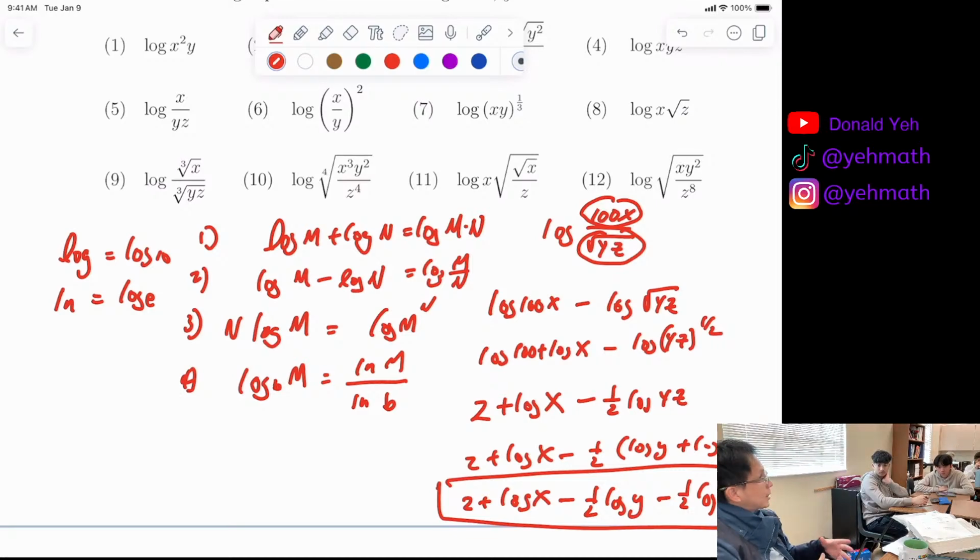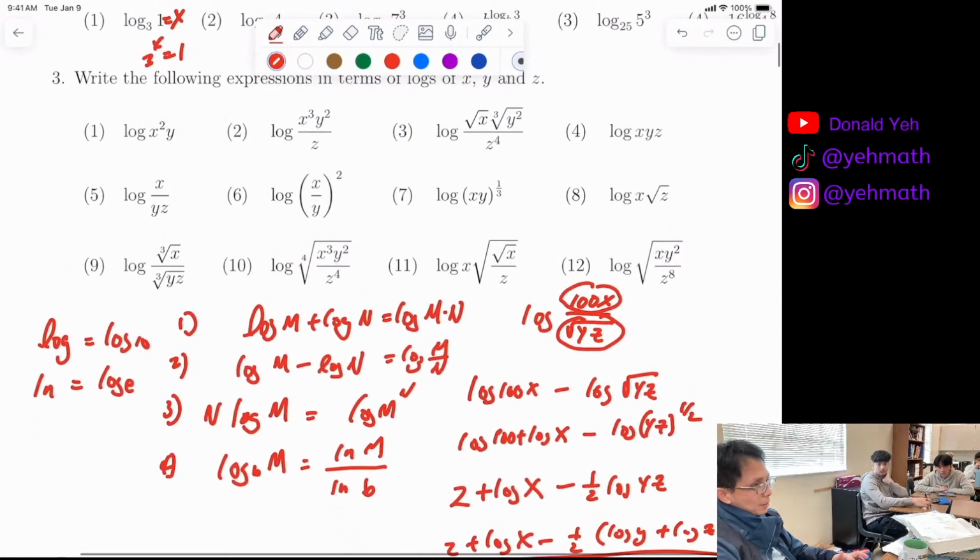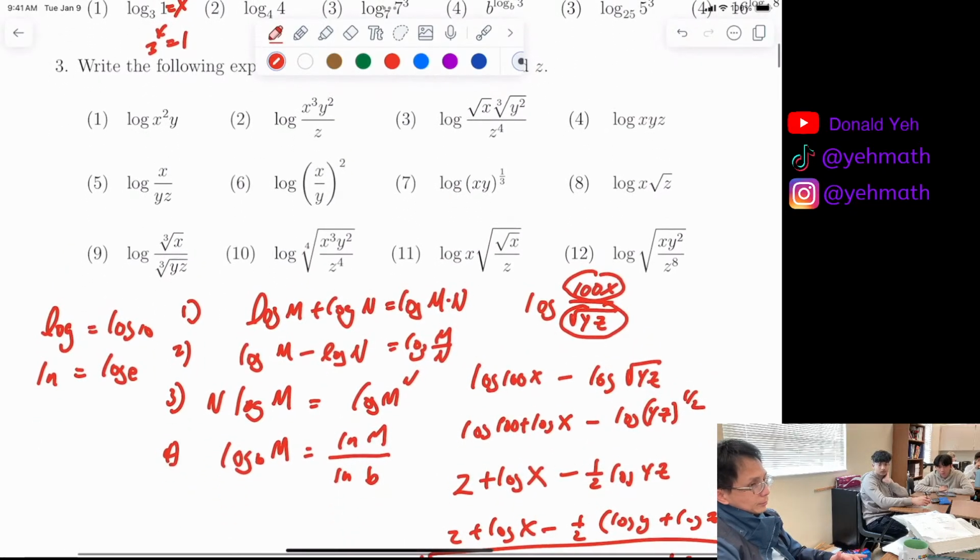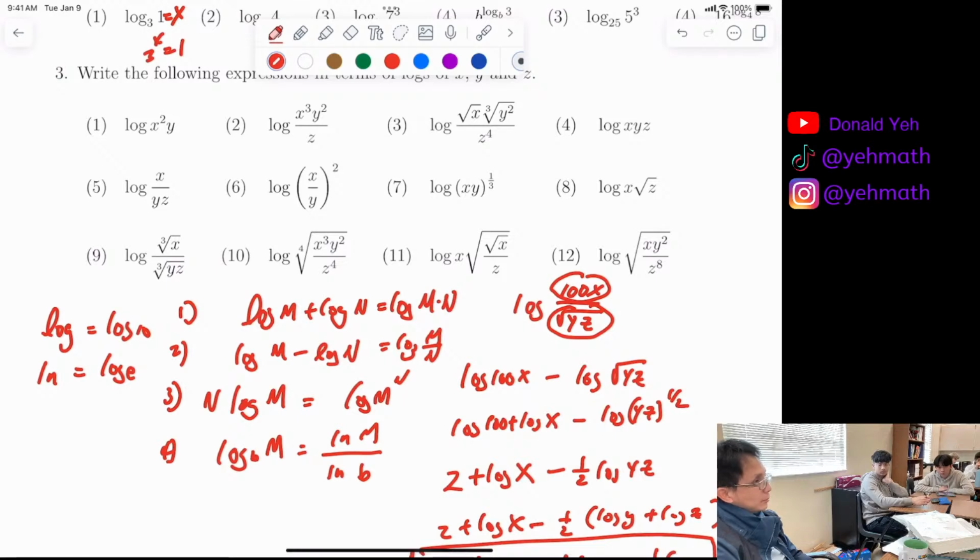You can condense them as well for a different reason, but expanding is very important. Now you should be able to do number 3. You can try question 12 and see how you're doing. Question 11 is harder than 12.